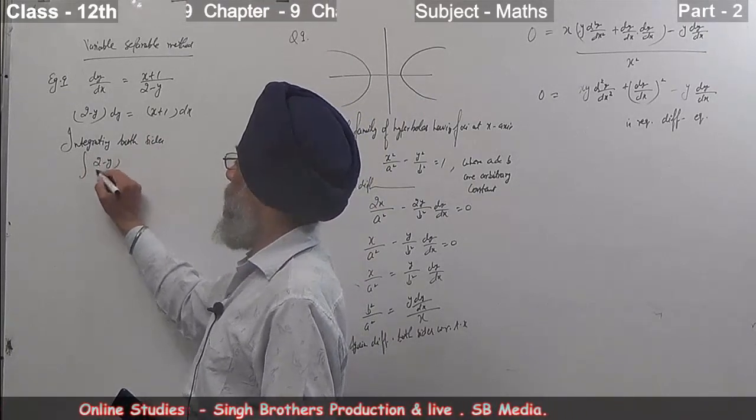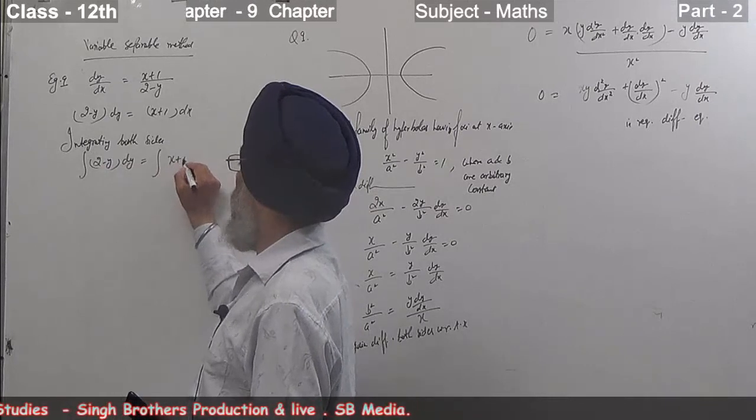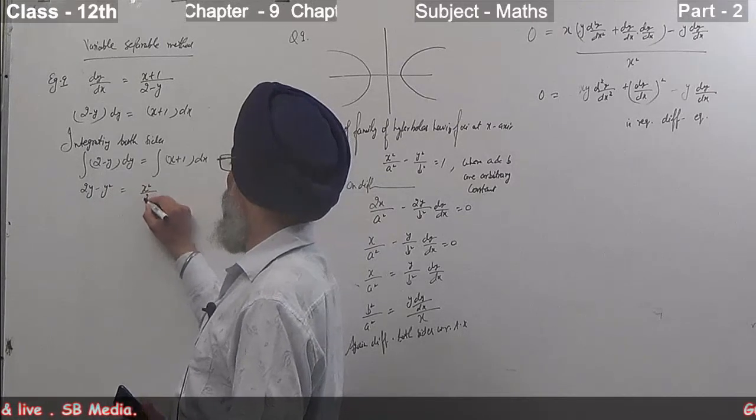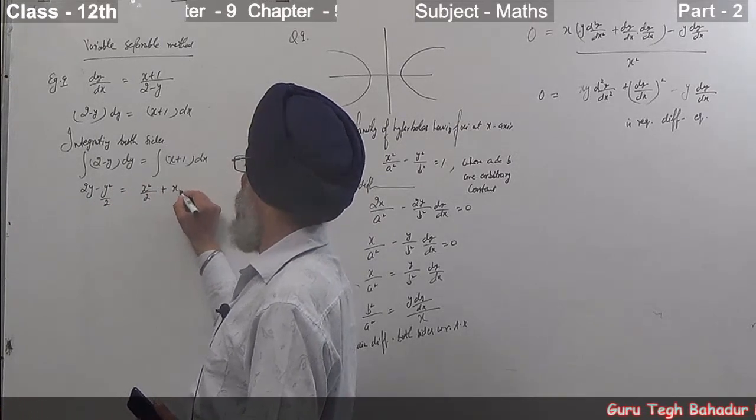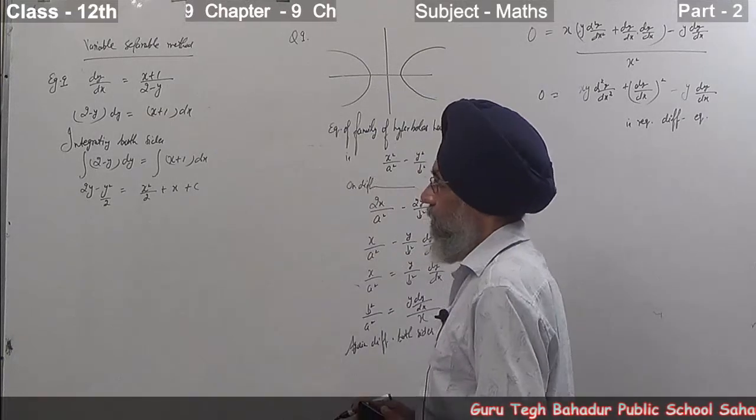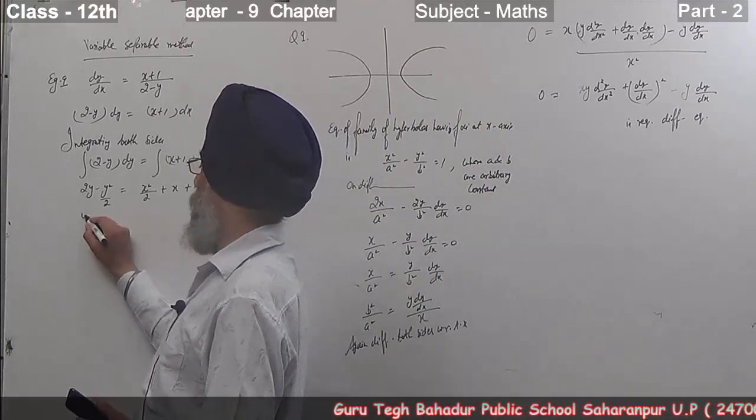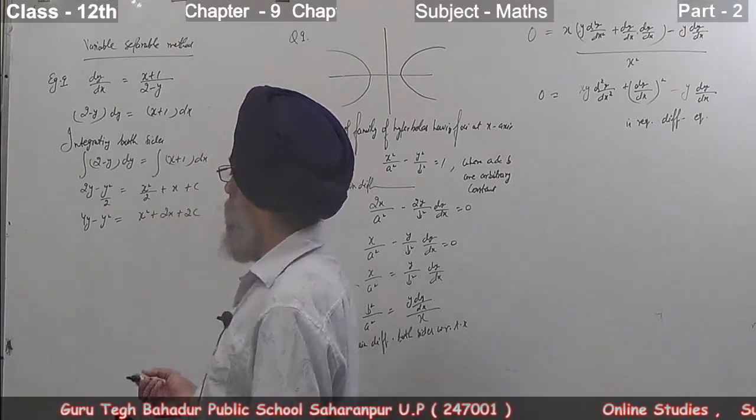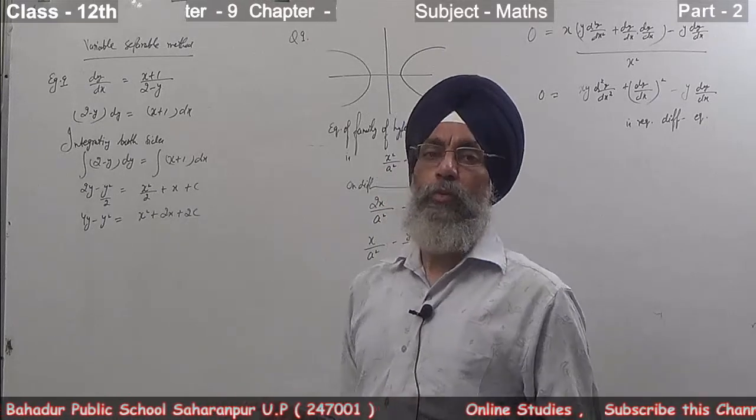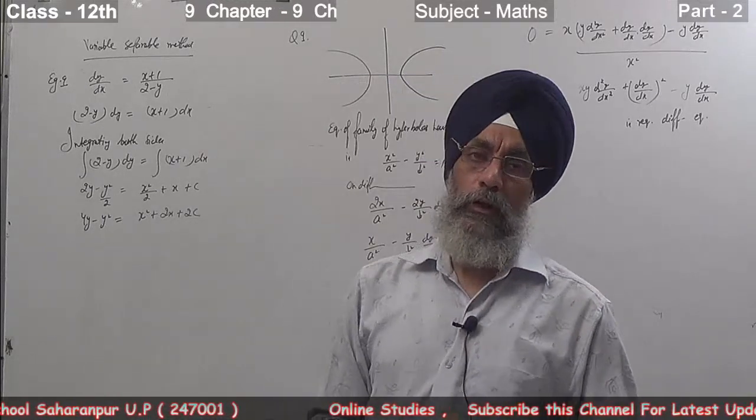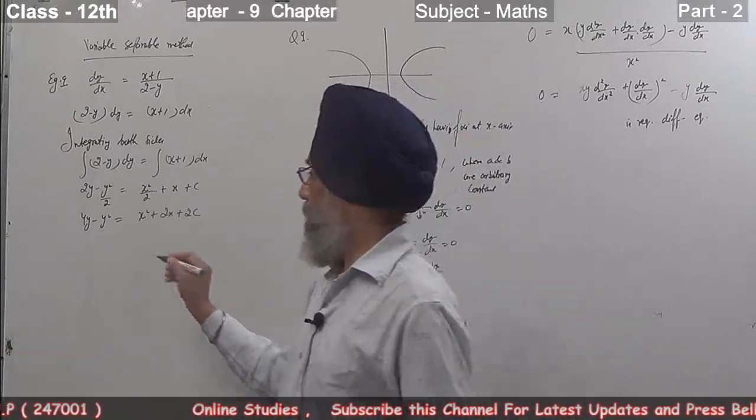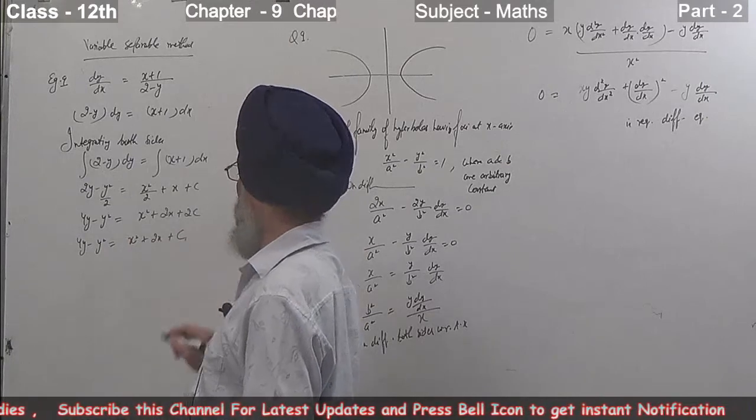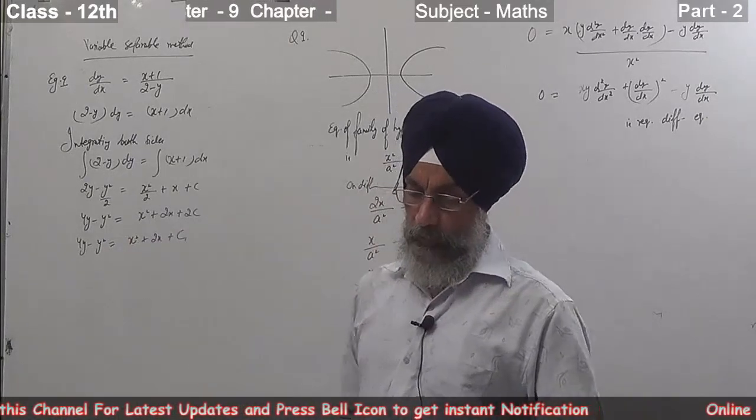It is integral of (2 minus y) dy equals integral of (x plus 1) dx. It is 2y minus y square upon 2 equals x square upon 2 plus x plus constant of integration here. You can multiply with 2: 4y minus y square is equal to x square plus 2x plus twice of c. Okay, that's the required solution. In the place of 2c, you can write c1, because a constant multiplied with a constant gives you a constant. 4y minus y square is equal to x square plus 2x plus c1. This is the required solution.